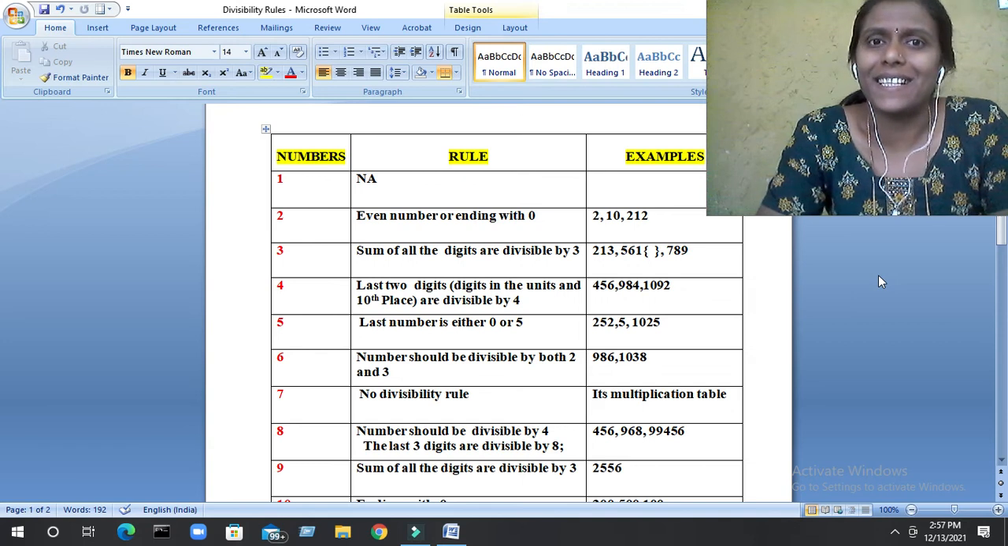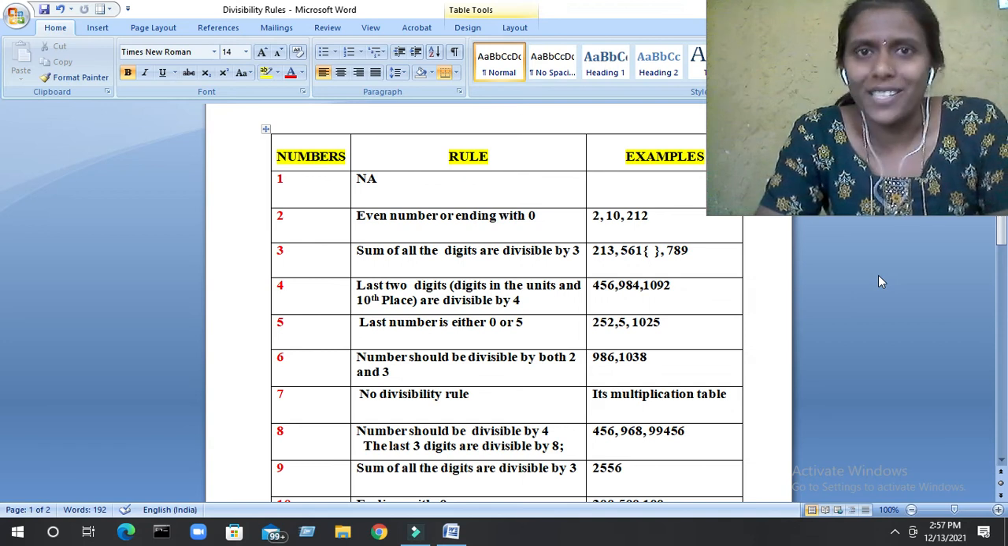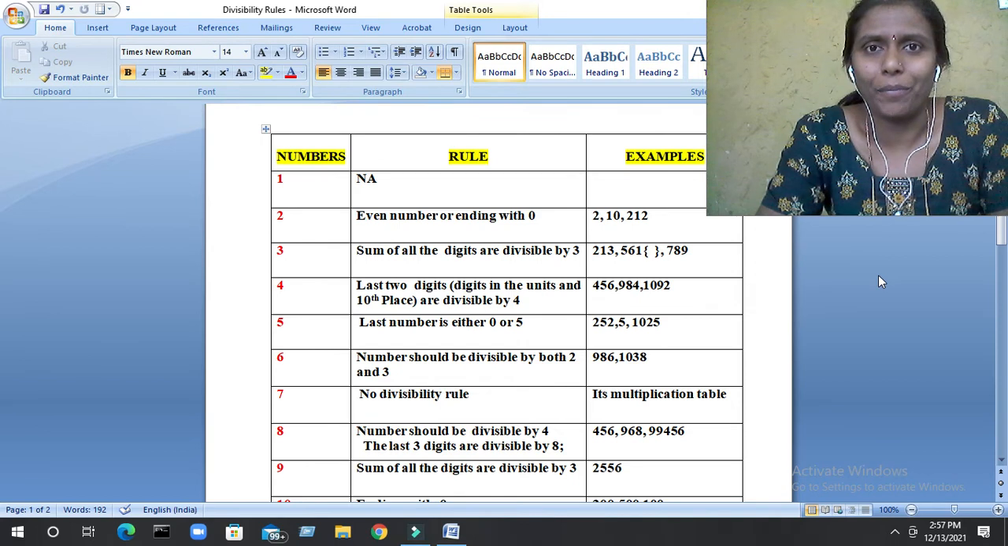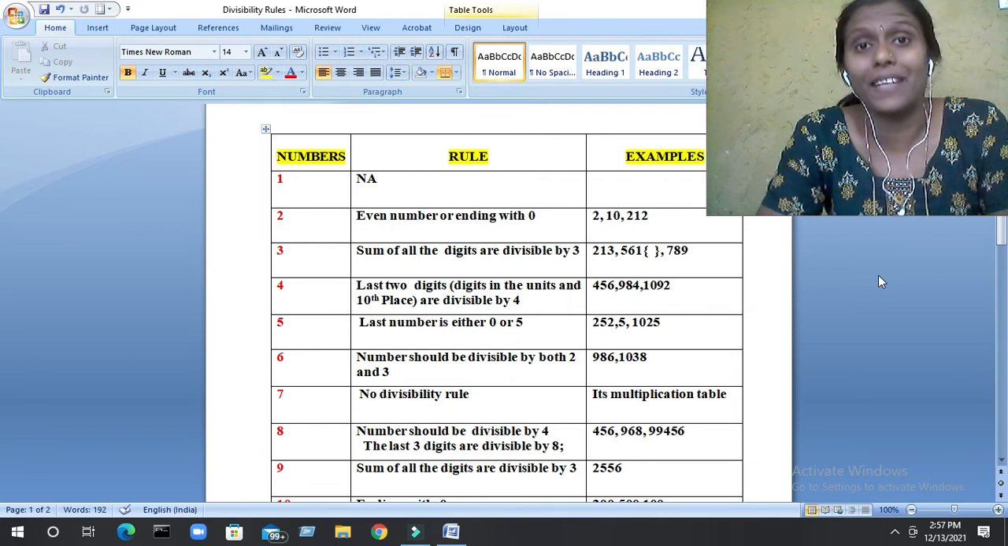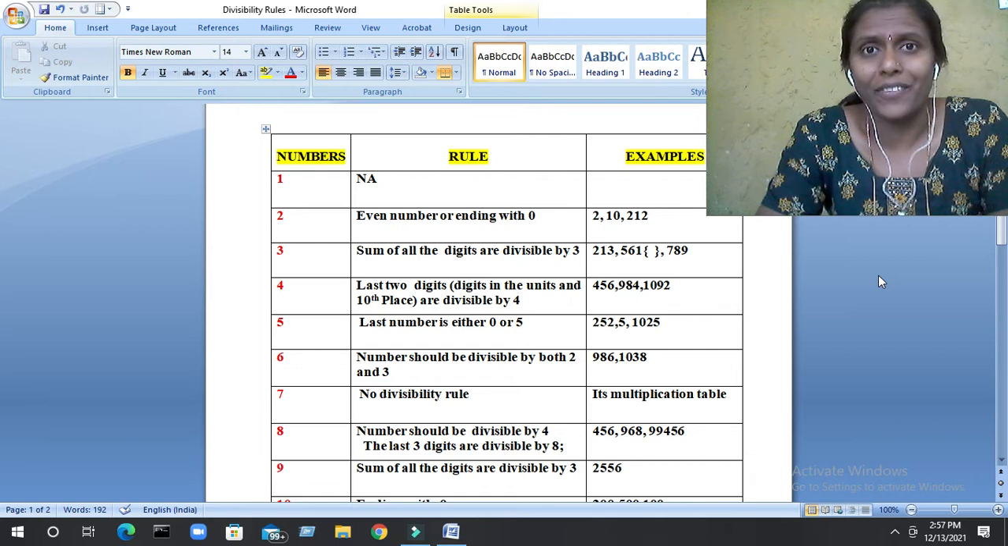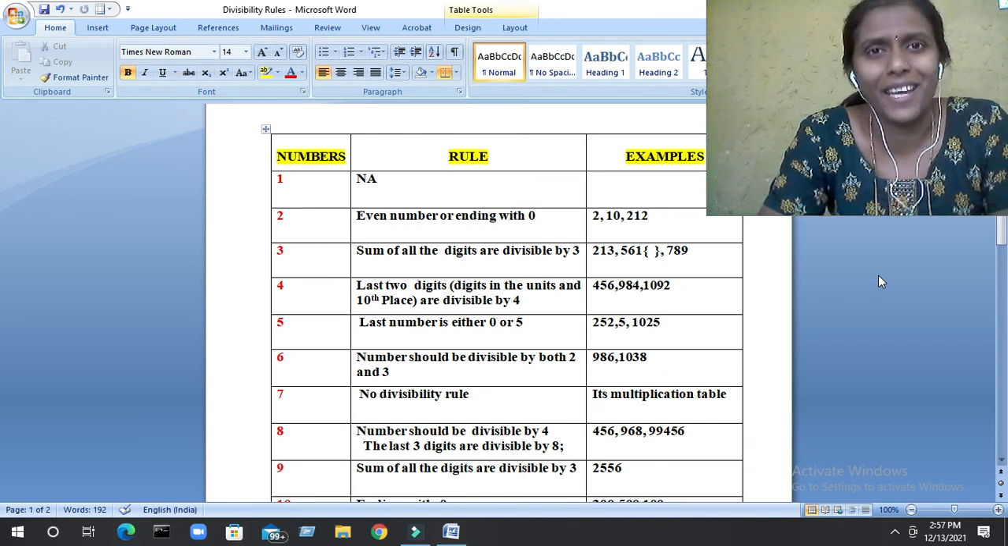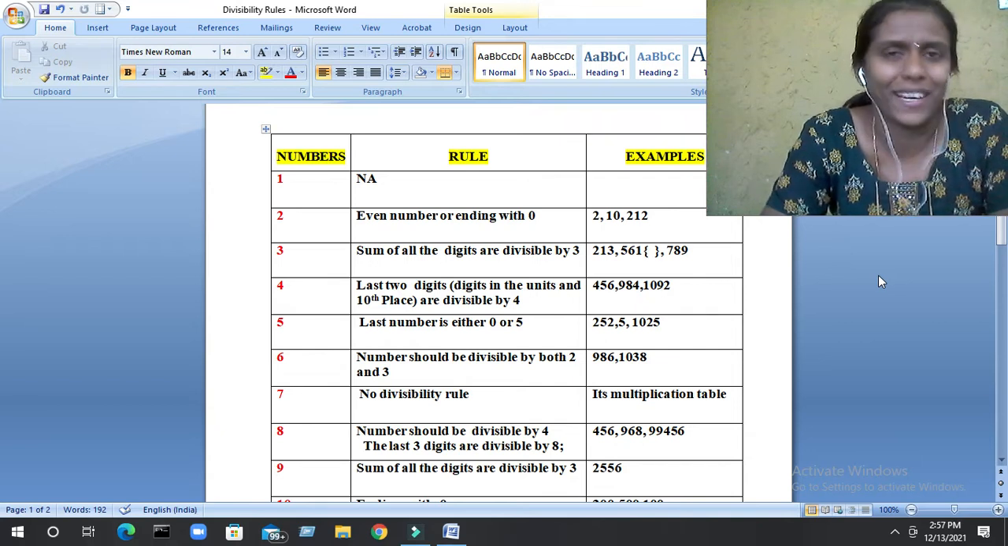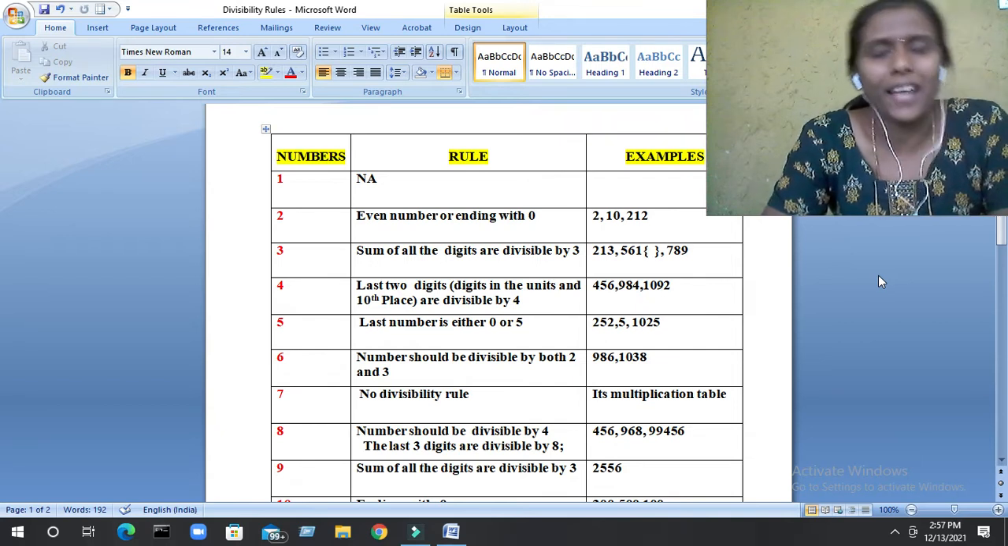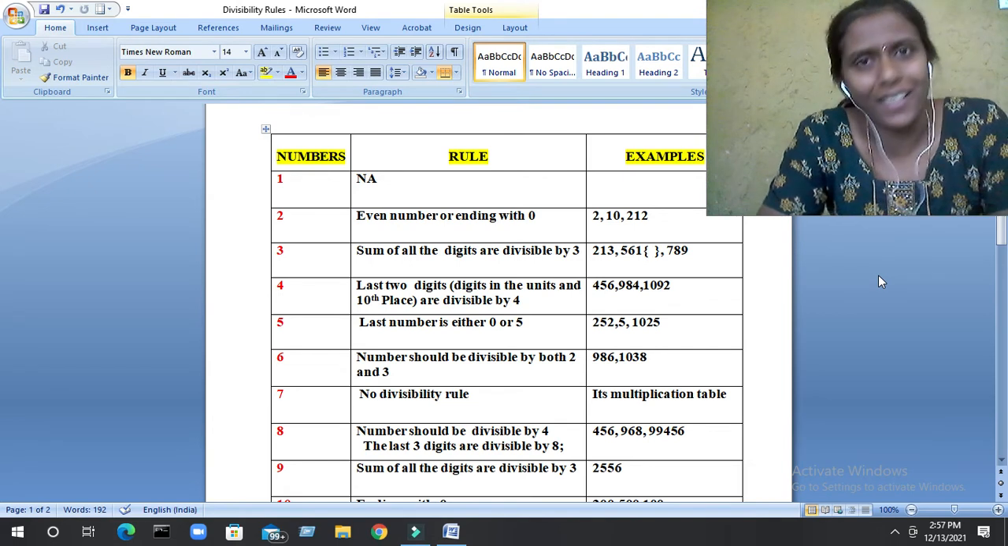So having said this, let's move on to understand the divisibility rules which we can apply for the numbers from 1 to 20. As we all know, any number divided by 1 is always that number itself. So there is no need for any division rule, or we don't even need to say that it has some facts or anything. We always know any number divided by 1 is that number itself.